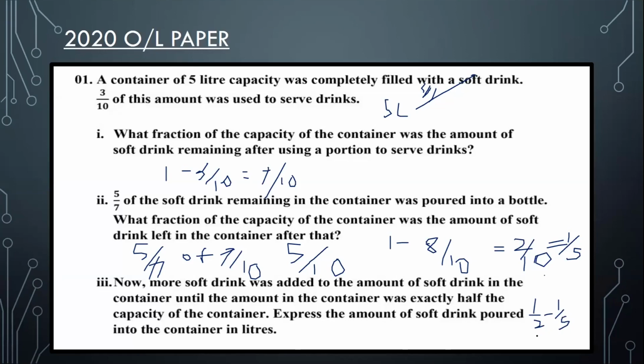So half minus 1/5, to make the denominator same, the common multiple is 10. So the answer is going to be 3 over 10. So you have to add more 3 over 10. Right?